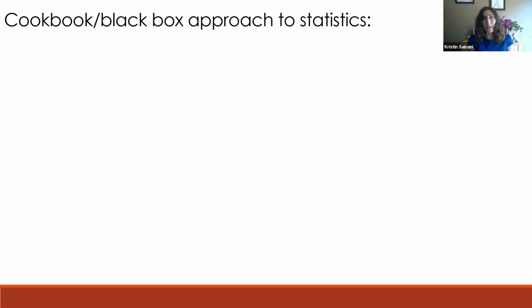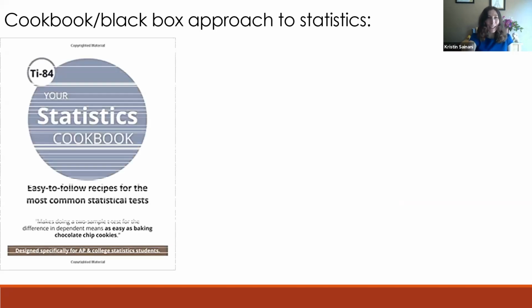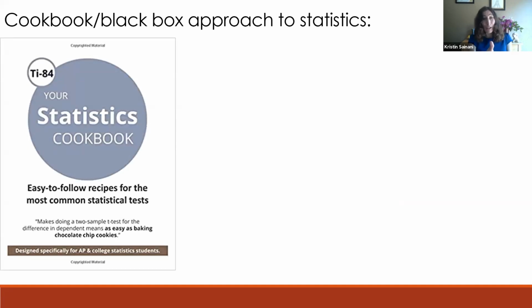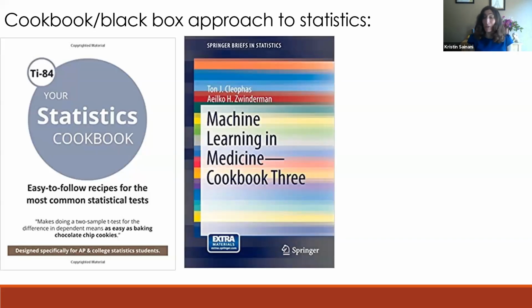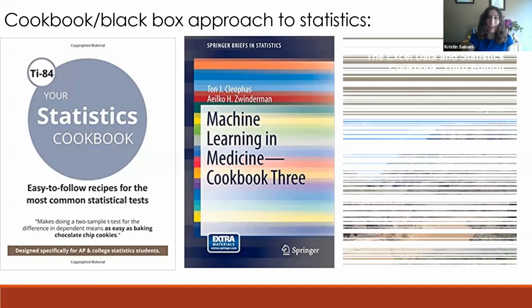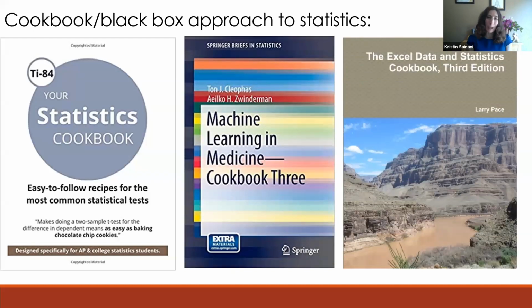When I was making these slides, I thought it would be fun to draw a picture of a mock statistics cookbook. But then I went to Google and found that there are actual statistics cookbooks out there for real. So this is an actual statistics textbook, and it is not satire. It says, "Your statistics cookbook, easy to follow recipes for the most common statistical tests. Makes doing a 2-sample t-test for the difference in dependent means as easy as baking chocolate chip cookies." I found that one pretty funny. And then I also found Machine Learning in Medicine, cookbooks 1 through 3, and the Excel Data and Statistics cookbook.